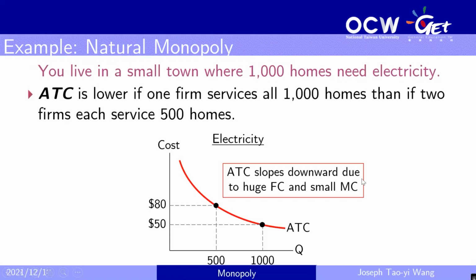But this does not mean that a determined entrant would not be able to enter, because if a new entrant does indeed pay the huge fixed cost and provide service to a huge number of users, then it would also have this economies of scale and a very low average total cost. But it's just not easy.